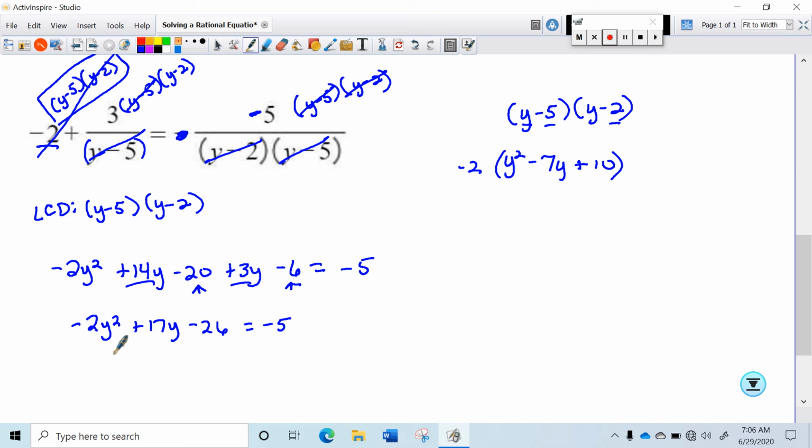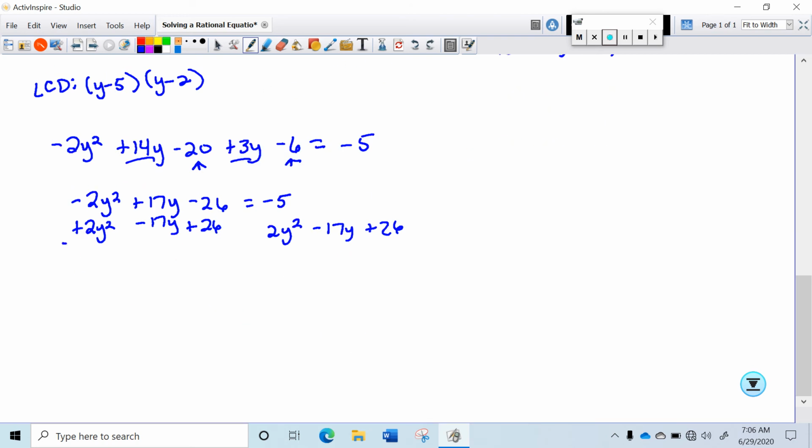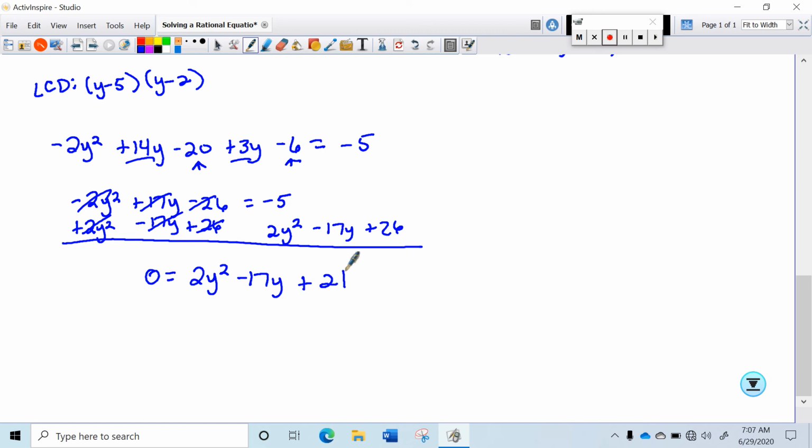I need my squared term to be positive, so I got to move everything with it over. The opposite of negative 2y squared is positive 2y squared. Take it over. The opposite of positive 17y is negative 17y. Take it over. The opposite of negative 26 is positive 26. Take it over. So that gives me, opposites cancel, 0 equals 2y squared minus 17y, and then 26 take away 5 is a positive 21.